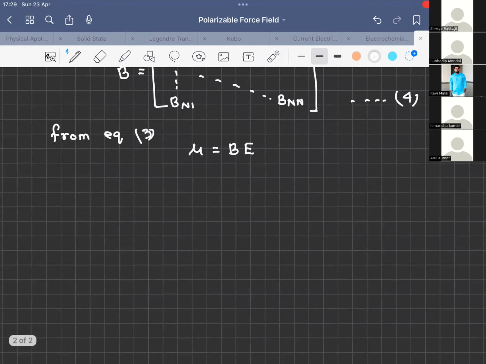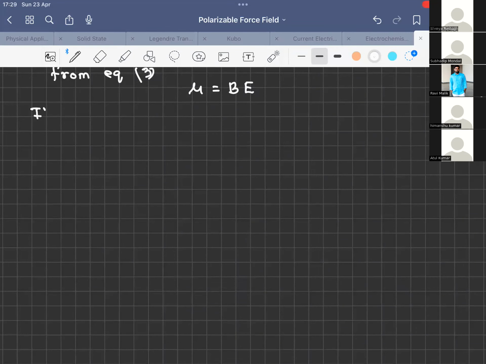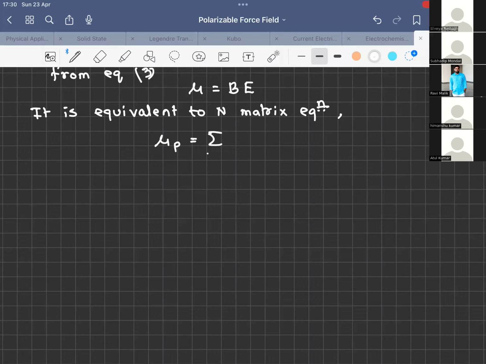Okay, so again, if I convert this matrix into a matrix equation, you can write it in matrix equation form. Then you can write, like, the atomic index is suppose P. So mu P equal to summation over Q of B PQ into EQ. You can write.